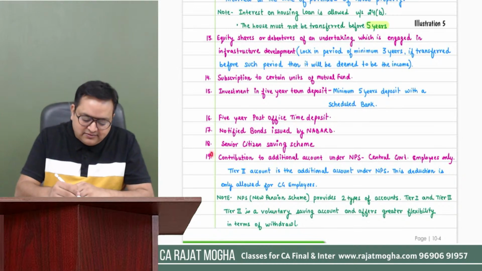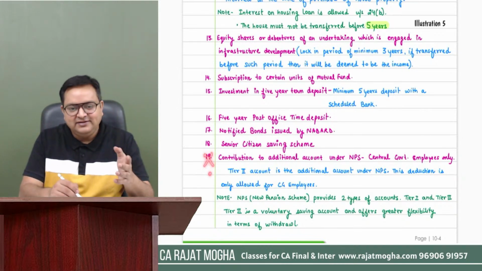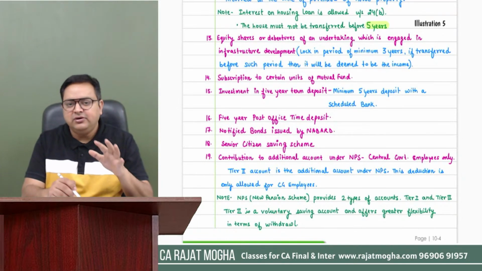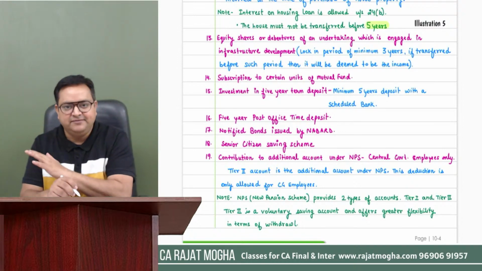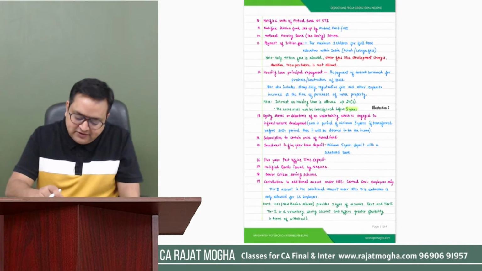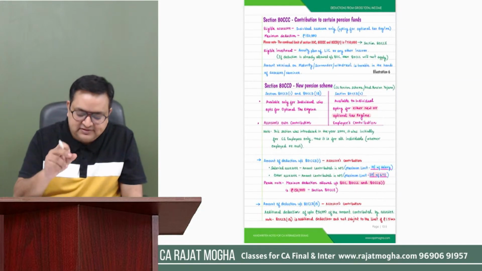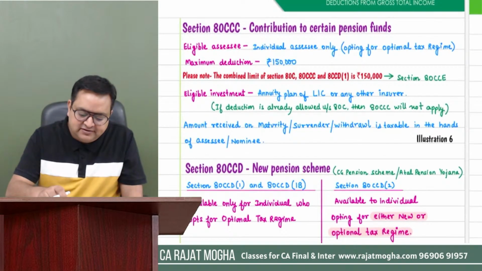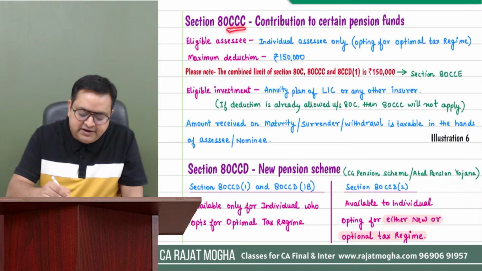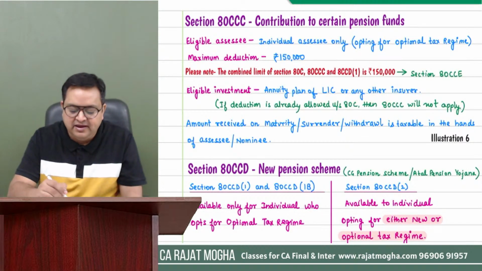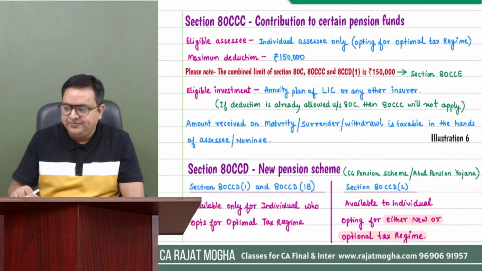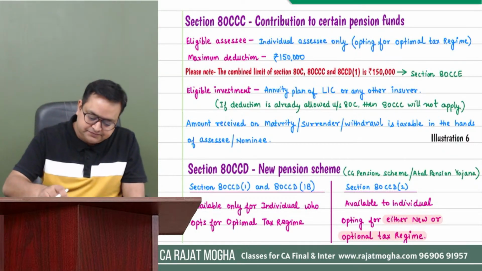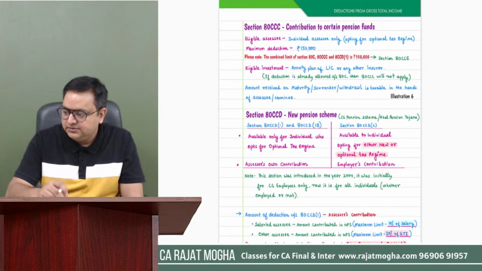Although point 19 is not very important for exams, because they will just ask you about the new pension scheme and refer to section 80CCD, right? So this was about 80C. This is a type of investment. We have already discussed 80CCC also. This is related to pension fund. Pension fund of what? Pension fund of LIC or any other insurance company. If it is a pension fund of a mutual fund, then it is covered in 80C. Getting it? Okay.